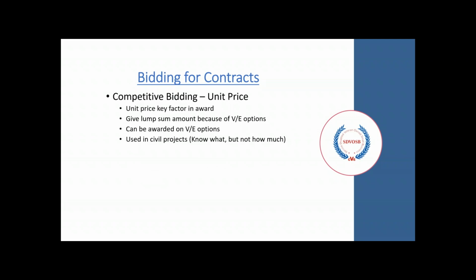Competitive bidding for a unit price contract. It's the unit price that is the key factor in the award. It isn't the overall total of the contract. It's only the parts and pieces. Often the bids are given in a lump sum amount because of value engineering options. If a certain bidder is able to come up with cost savings that will lower their unit price value, they can also often be awarded the job because of those value engineering options.